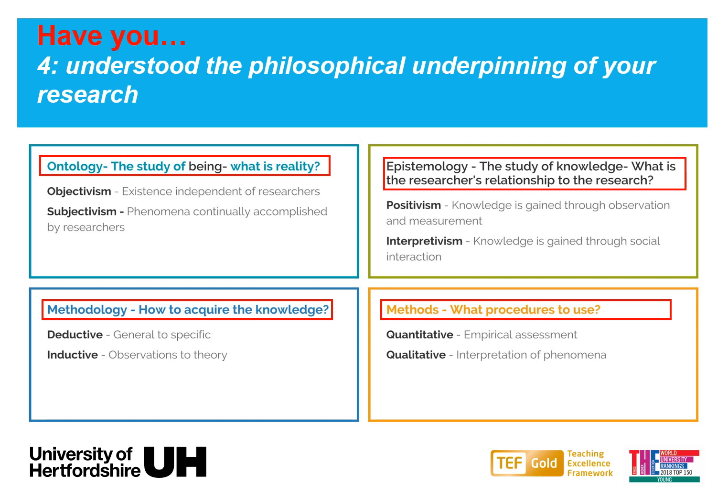Yeah. So for example, as mentioned under ontology, if you are an objectivist and you believe in the existence of one reality, that might lead to your positivist epistemology, where you think knowledge is gained through facts, through observations, and can be measured by numbers and figures. So that leads to your methodology in the third box here. So probably more deductive, going from general to specific.